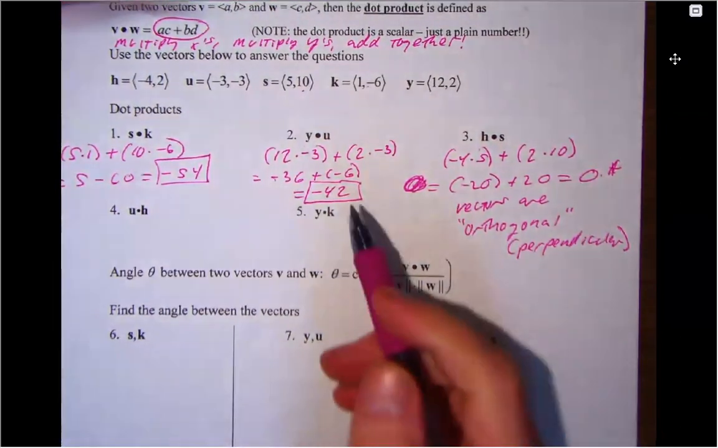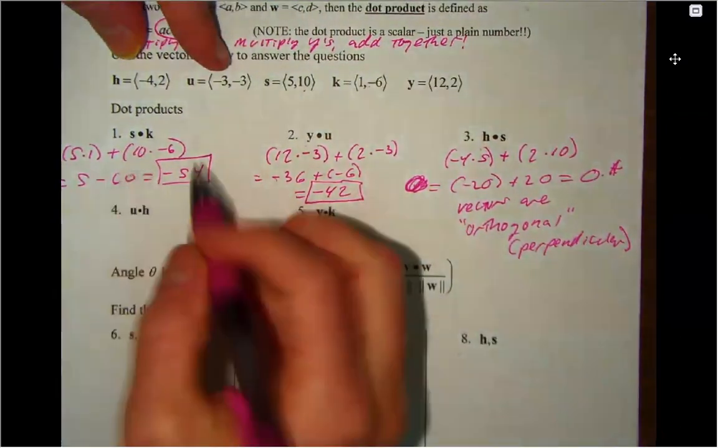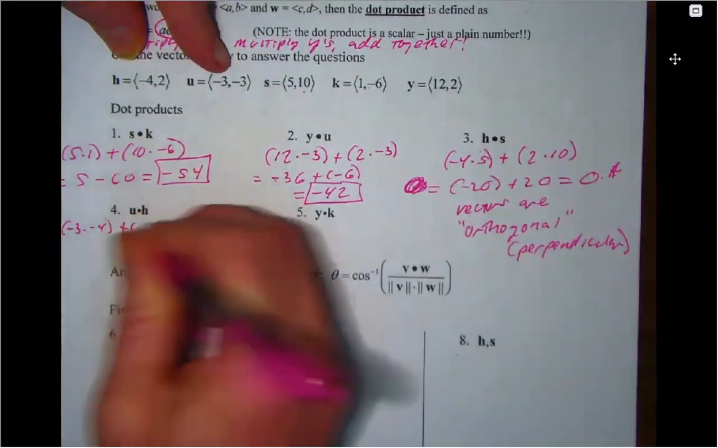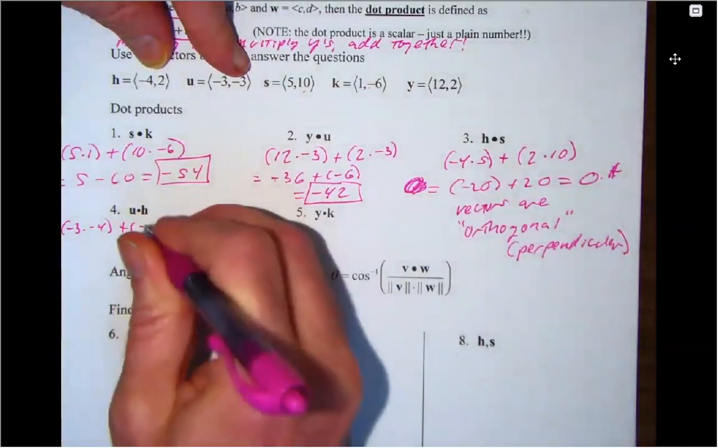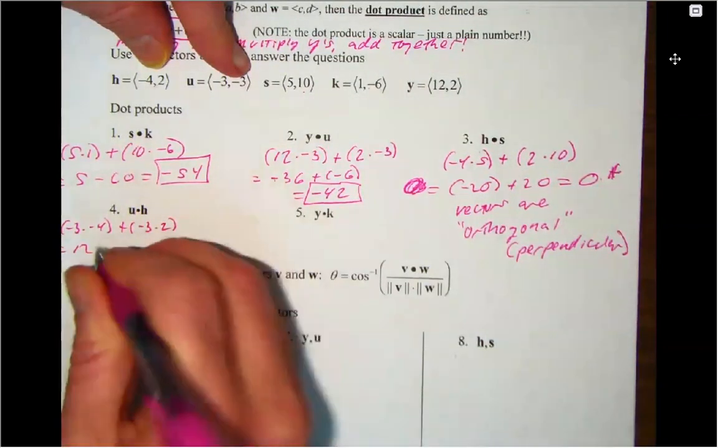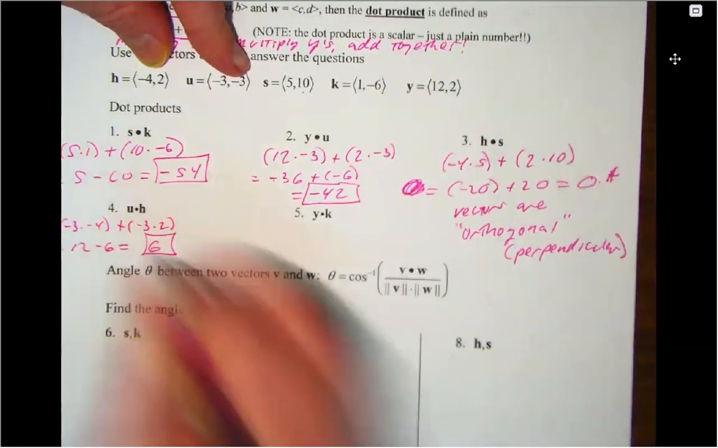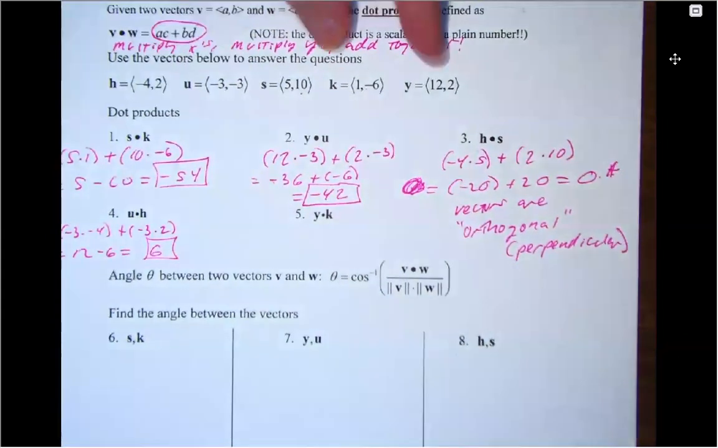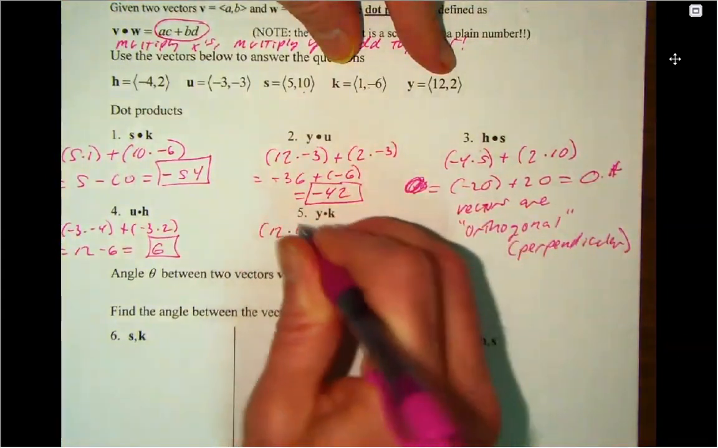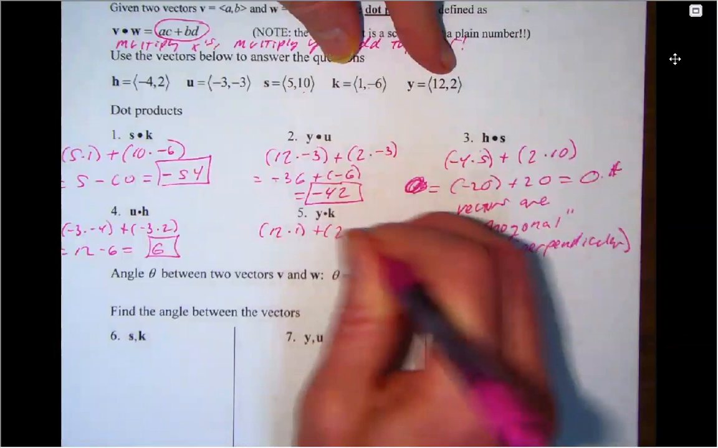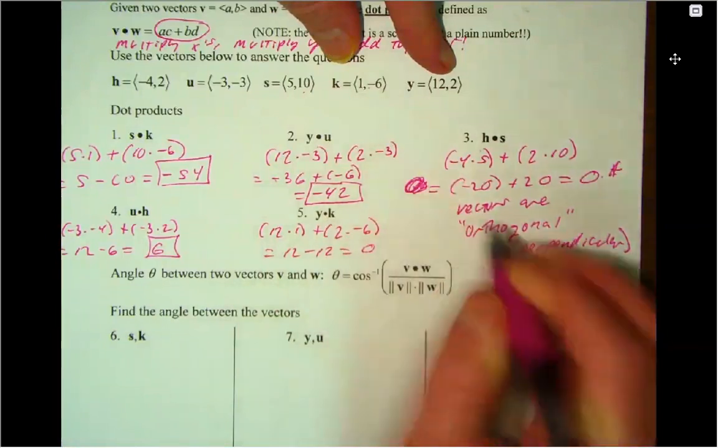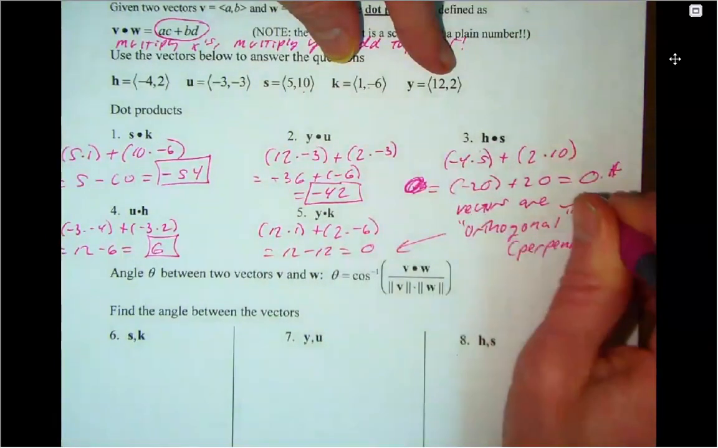So number 4, again, dot product, U and H, these two guys right here. So -3 times -4, and then the y is -3 times 2. That becomes 12 minus 6, which is just plain old 6. That's the dot product. And then when you do Y and K, you end up getting 0 again. 12 times 1 plus 2 times -6. 12 minus 12 is 0. So that's going to be orthogonal as well.